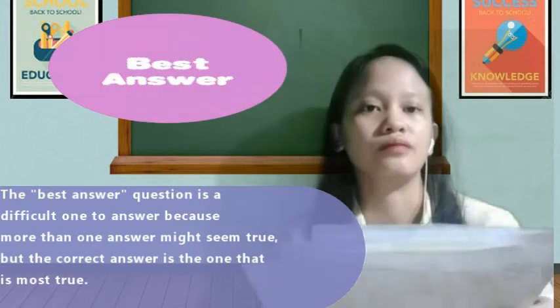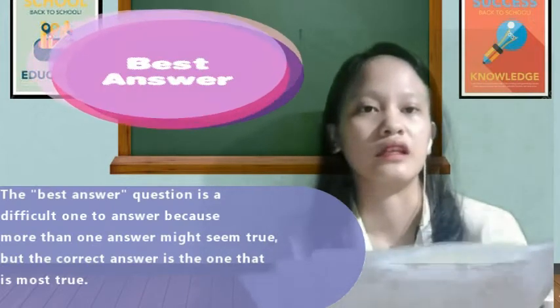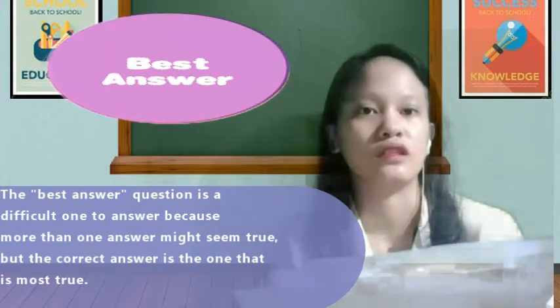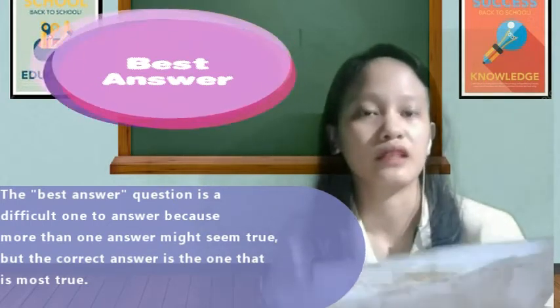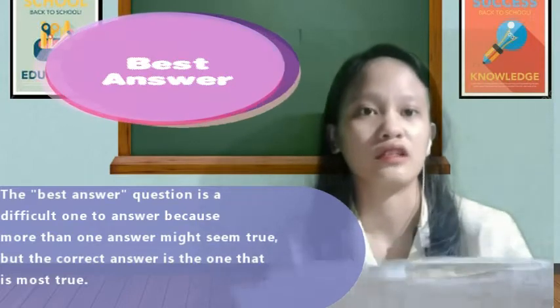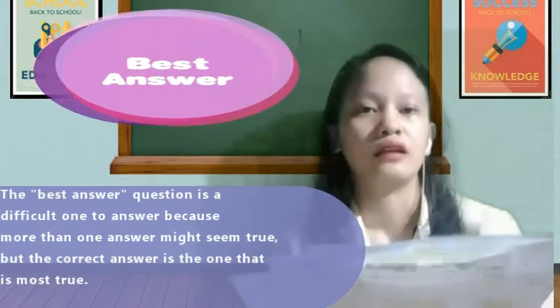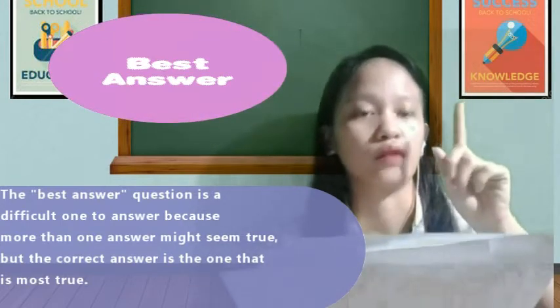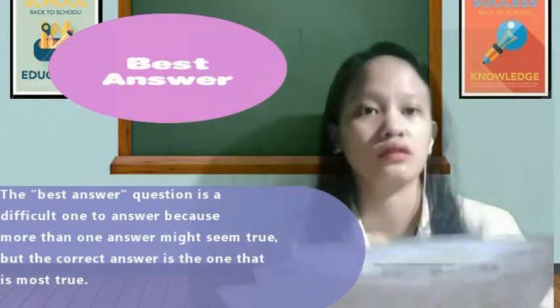The second one is the best answer. Best answer can easily be identified if the question is asking for the best answer and the choices are all correct, but there is one option that is most true.